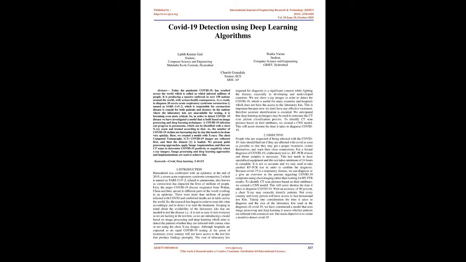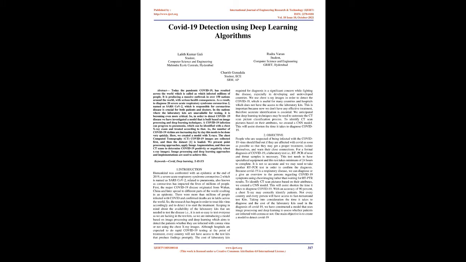The chest computed tomography, CT, COVID-19 images are collected first, and then the dataset 1 is loaded. We present point processing approaches, apply image augmentation, and then use CT scans to determine COVID-19 positivity or negativity, chest X-ray images. Image processing and deep learning approaches and implementations are used to achieve this. Keywords: COVID, deep learning, X-rays.